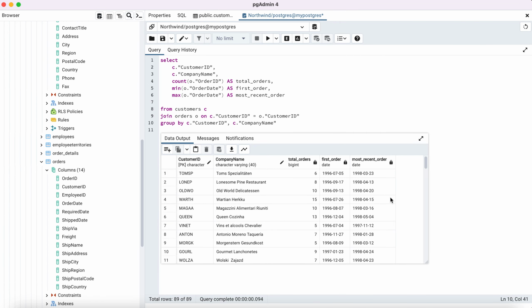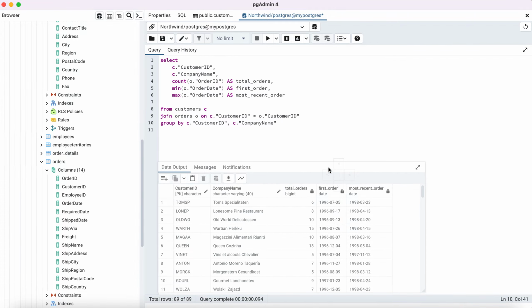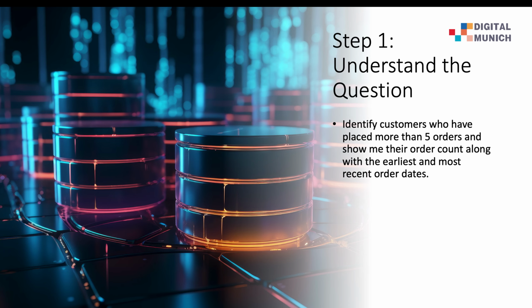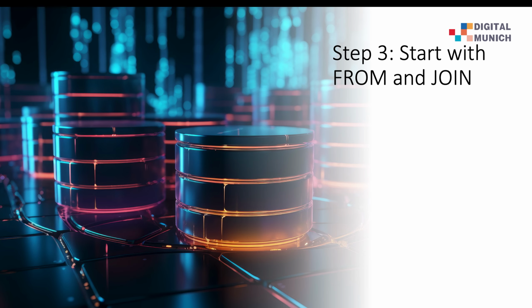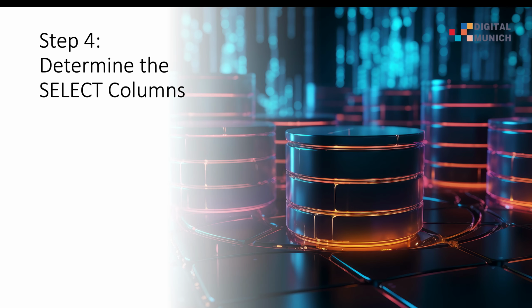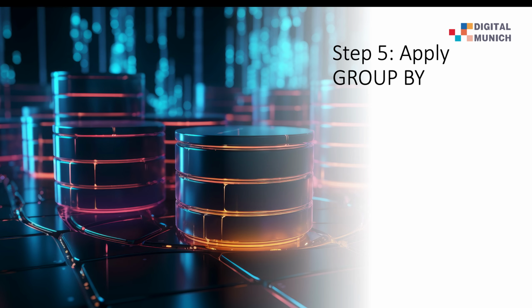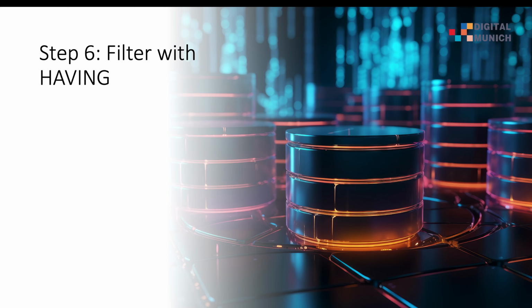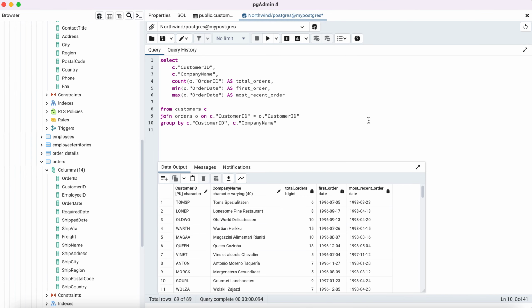So we come back here and we see indeed we are seeing some customers who placed only 5 orders, and we are seeing them as well in the list. So we need to make sure that we filter them out. And that's the step which comes next. After we are done with tables, joining, determining the select columns, we have applied the group by as well. Now we want to filter and using having. Now the question is, why having and why not where?